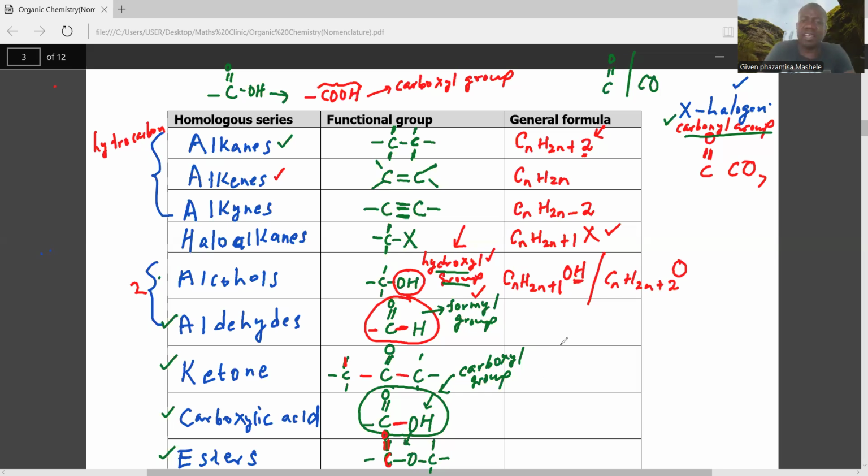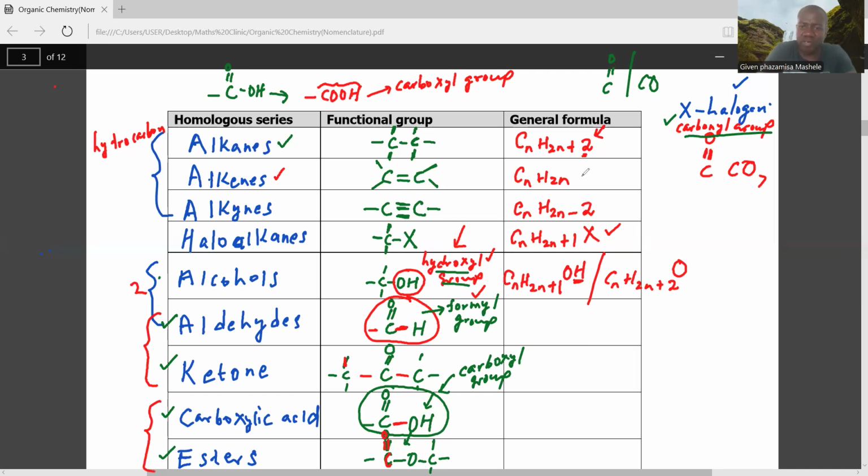Right, how about an aldehyde? And guys, this is very important. Aldehyde and ketones have the same general formula. The same applies with carboxylic acid and ester, they have the same general formula. That's why we're going to talk about what are called functional isomers. Very important. What's the general formula of an aldehyde, ketone, carboxylic acid?